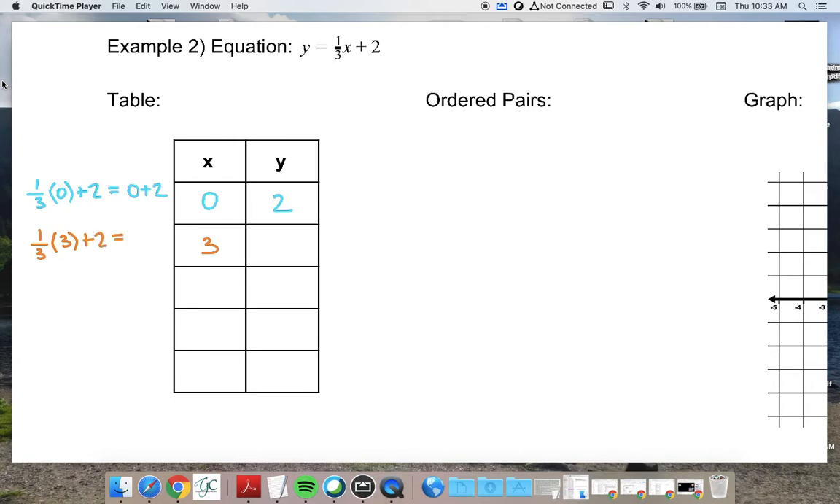We're going to plug it in for x. So 1/3 of 3, or 3 divided by 3, is just 1. And then we'll add 2. So 1 plus 2 gives us a positive 3 for our y value.